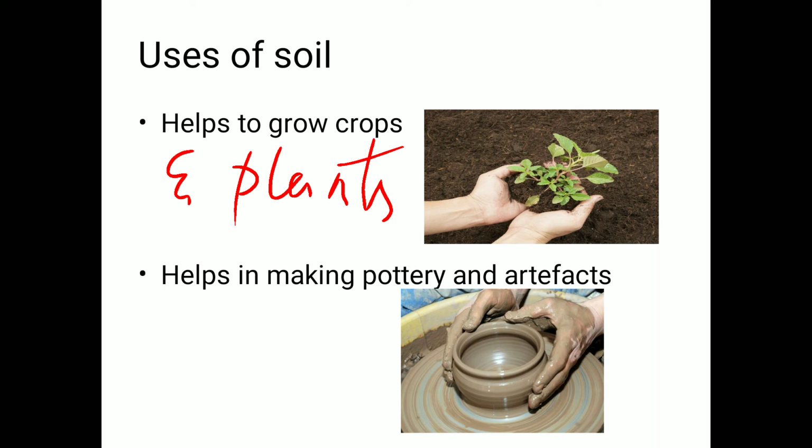Sometimes, in order to make the soil fertile, the farmers add chemical fertilizer also, or they will add some organic manure to make the soil fertile. Then next one is, it helps in making pottery and artifacts. The potter makes pots and all, and in artifacts you will include the toys. The ones who make pottery and artifacts use the soil, isn't it? That is the clay type of soil.